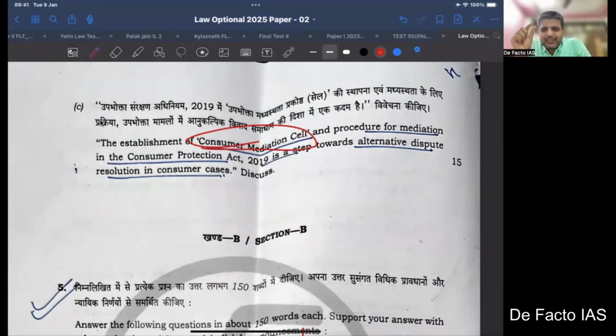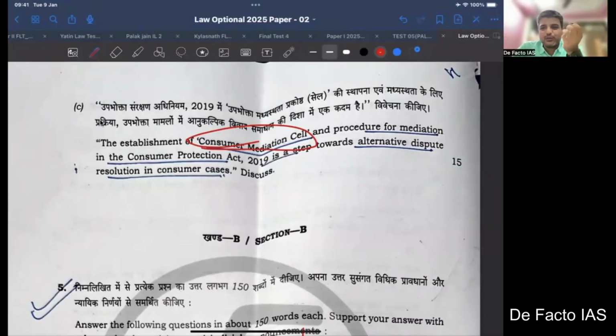So there is a specific section, I am forgetting the exact section, but there are specific sections which provide for the establishment of the consumer mediation cell. Now, obviously that section itself is one or two lines, you can literally say there will be a consumer mediation cell, but there are certain functions of that consumer mediation cell.